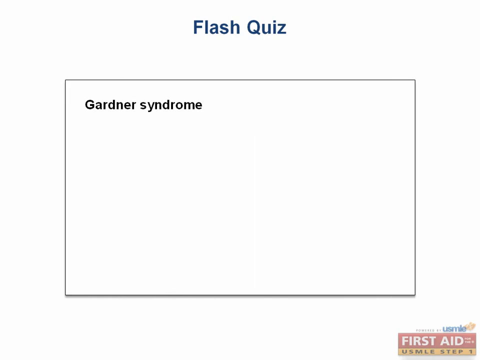Remember, Gardner syndrome is an autosomal dominant disease characterized by polyps in the colon with tumors outside the colon, especially osteomas, thyroid cancer, epidermoid cysts, and fibromas.